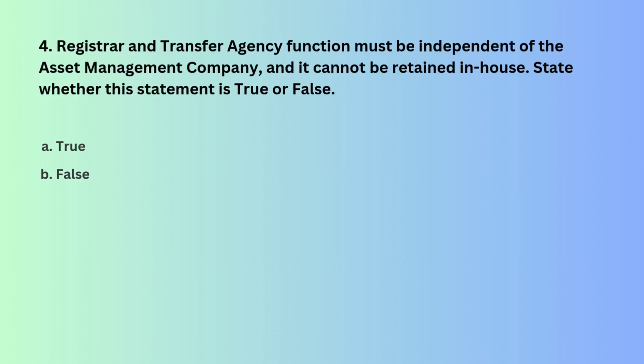Question number 4. Registrar and transfer agency function must be independent of asset management company and it cannot be retained in-house. State whether this statement is true or false. And the correct answer is false. Now see, any company, any AMC can have the registrar and transfer agency to maintain the record of the transactions which takes place apart from the AMC itself.